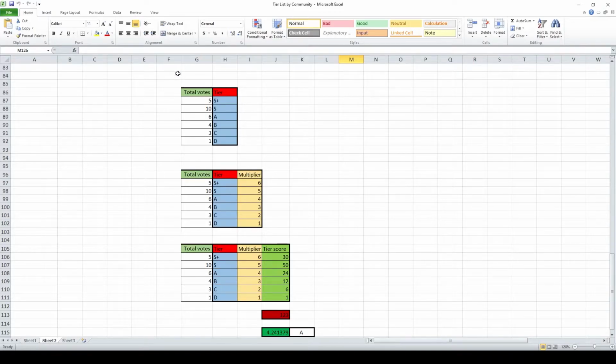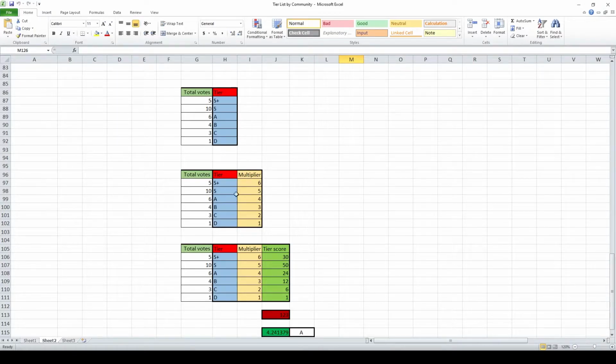Let's assume these are the charts for Sylvanas' skin. Now note that these are not the real results, this is just something I'm using as an example. So let's say that 5 people voted that Sylvanas is S+ tier, 10 voted S, 6 voted A, and so on, as shown in this chart. So this is the number of votes that people gave Sylvanas for each of these tiers.